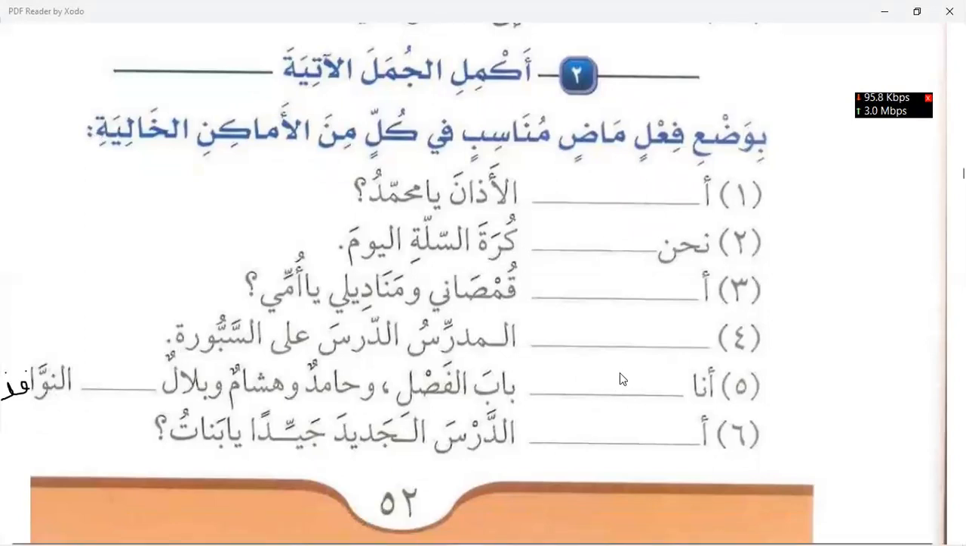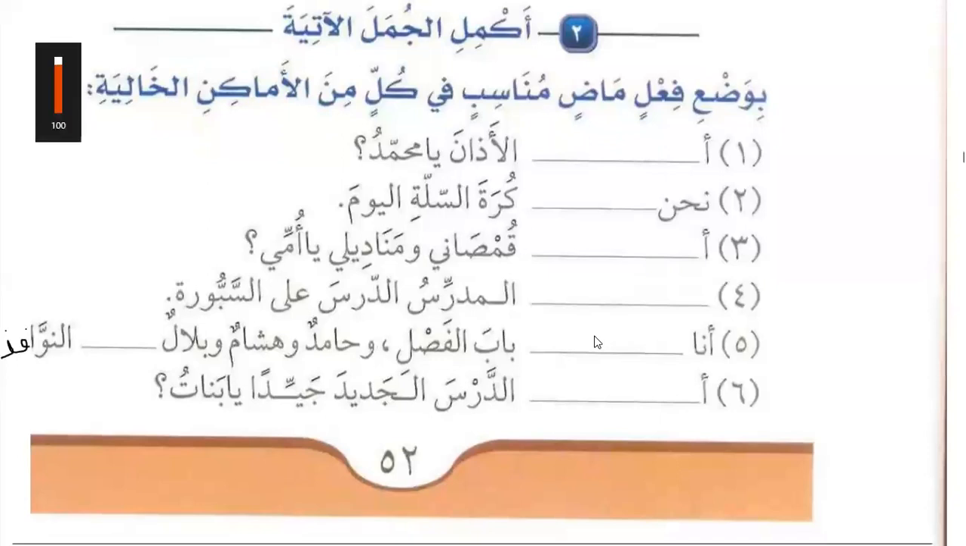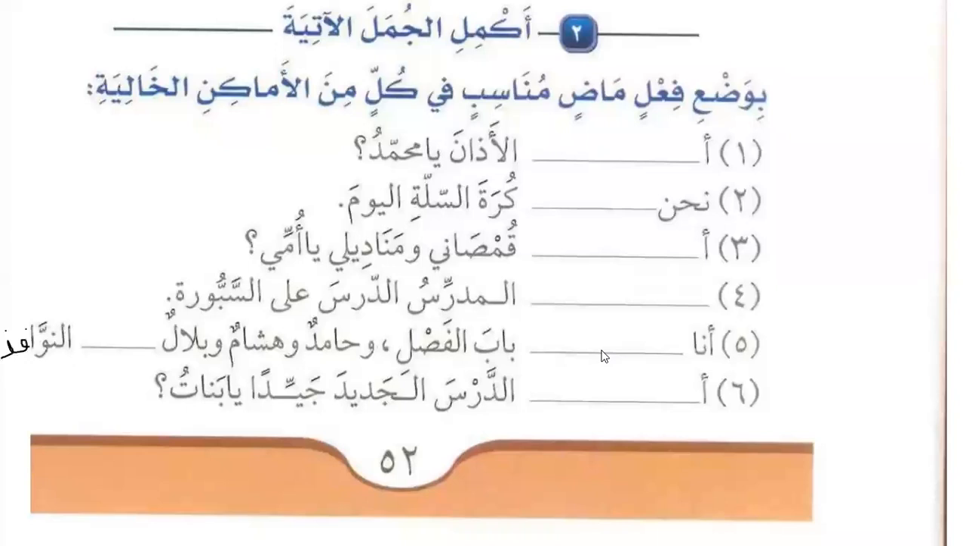So, next. Ana babal fasli wa... So what is the word here? Ana zahabtu? Zahabtu is not possible here. I went out from the class to... Not correct. So you can say, I opened the class door. What is the word for opened? Fatahtu. Ana fatahtu bab al-fasli. Okay.